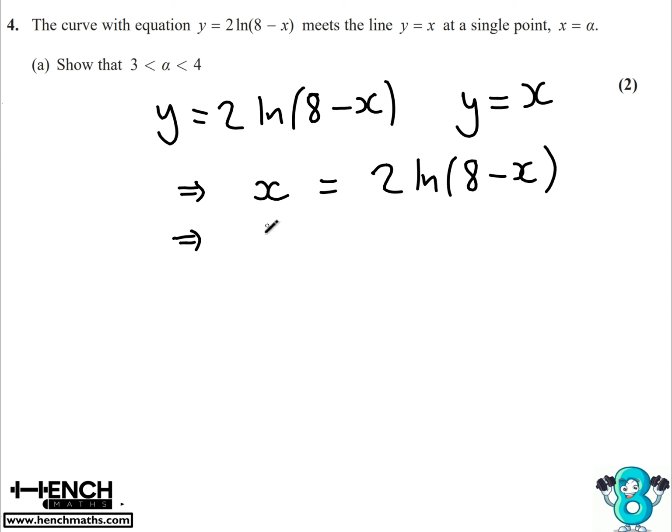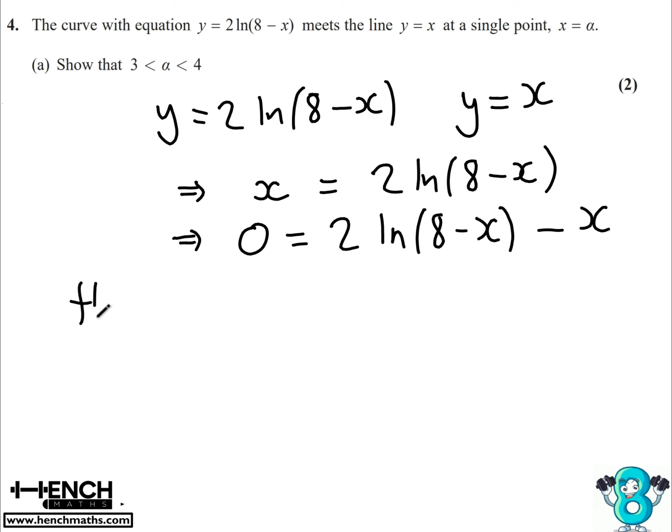So I'm going to take the x over, so I'll get 0 equals 2 the natural log of 8 minus x, subtract x. So now what we can do is we can sub in our values in here and show that we have a change of sign and therefore a solution. So I'm going to call f of x, I'm going to define our function here. So I'm going to sub in these values 3 and 4 from our interval.